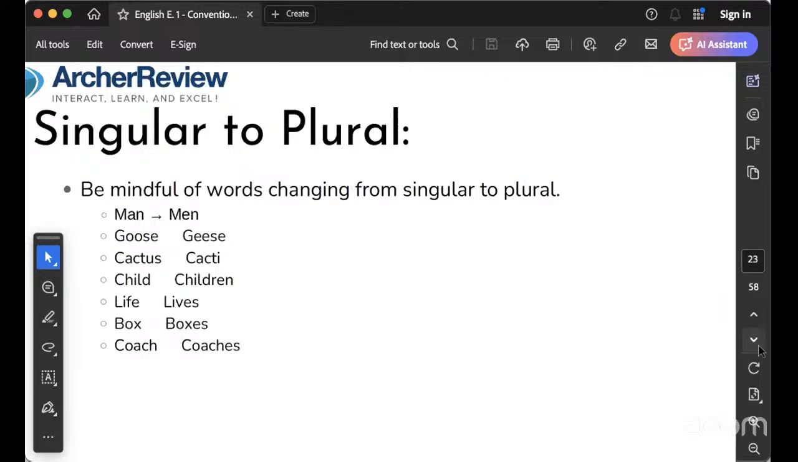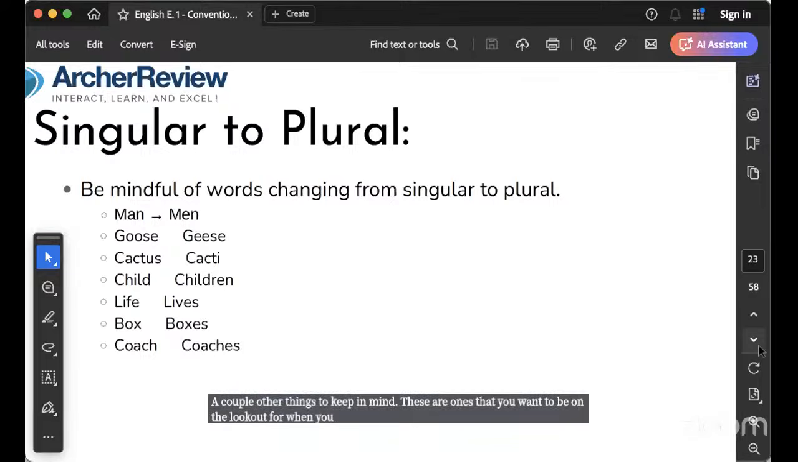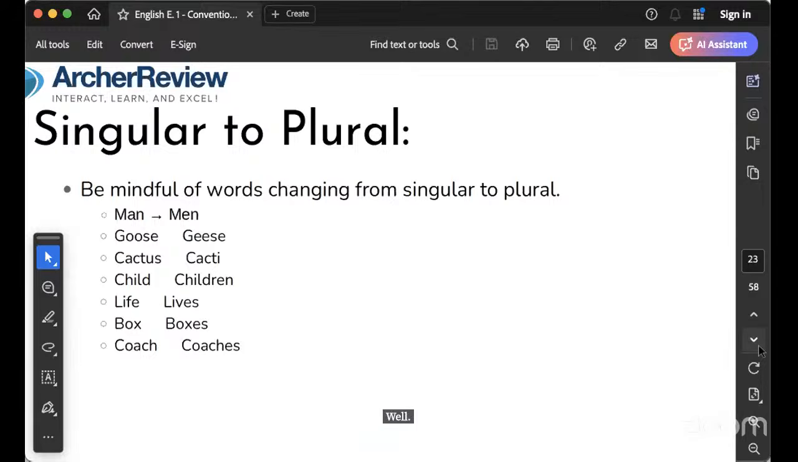A couple other things to keep in mind. These are ones that you want to be on the lookout for when you're being asked about spelling options. Make sure you remember those exceptions to the plural, because typically when you go from singular to plural, you're just adding on an S or an ES. Well, there are, again, as always, exceptions to that rule.